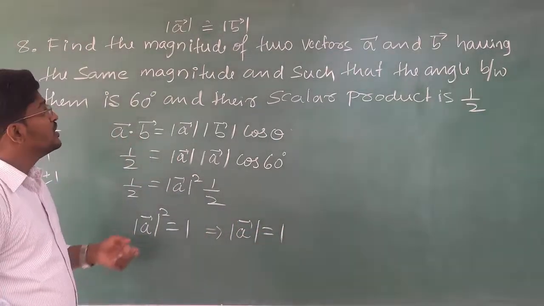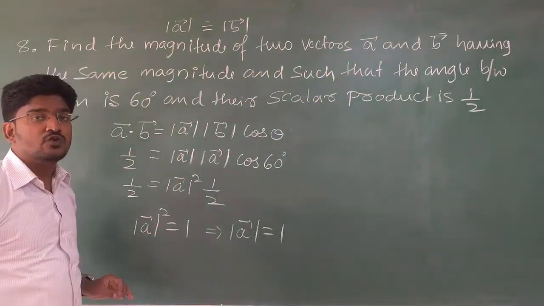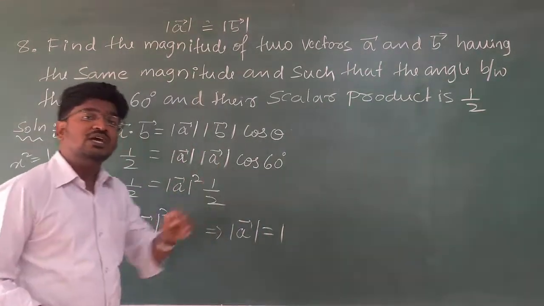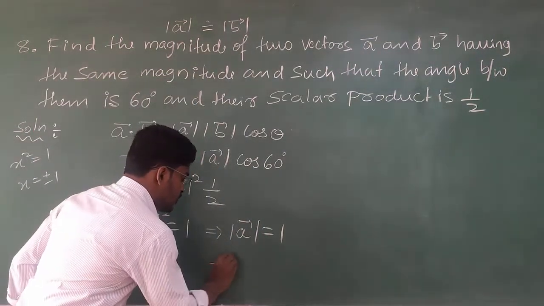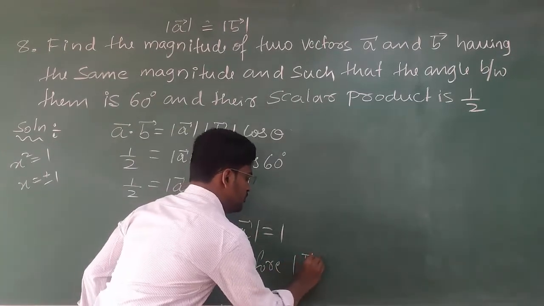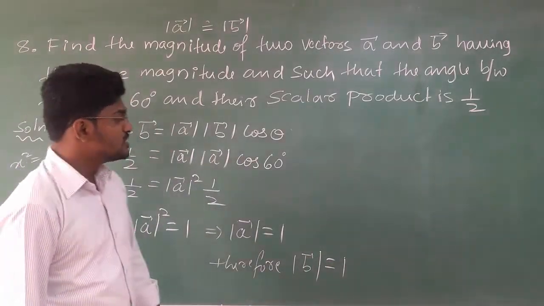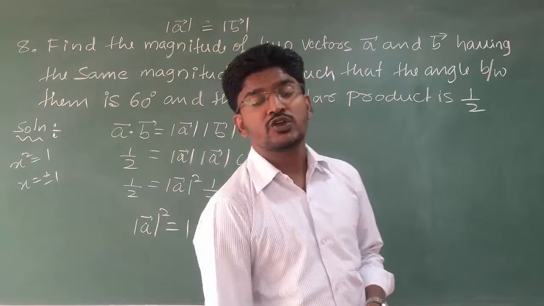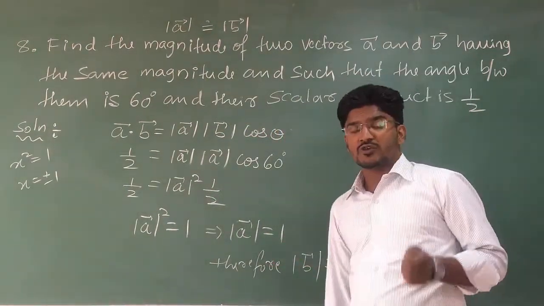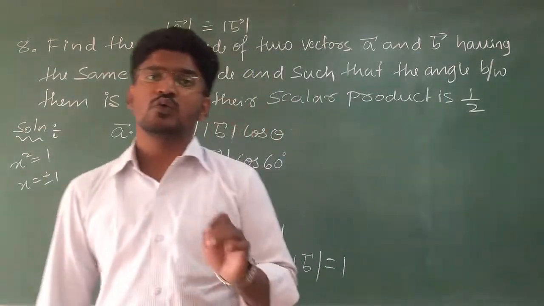That means the given term is what? Both the vectors A and B are having the same magnitude. Therefore, from the given term, magnitude of B must also be equal to 1. Clear? Because as they have said, magnitude of A and magnitude of B both are equal. Here we are getting magnitude of A is equal to 1. Therefore, magnitude of B also must be equal to 1.